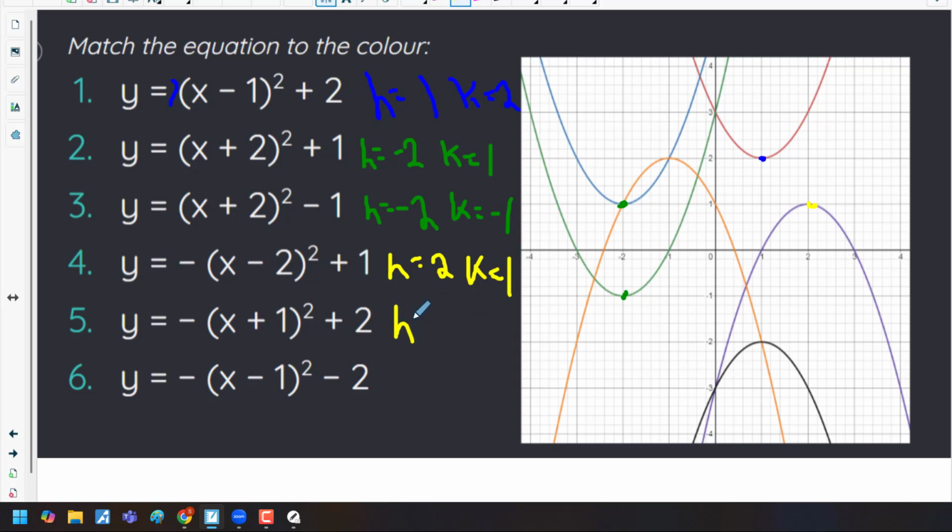Next, we have h is equal to -1, k is equal to +2. h is -1, that's here. +2, so it's got to be orange. And the last one is h is equal to +1, and k is equal to -2. So 1 and -2, it's got to be black. Simple. Let's move on.